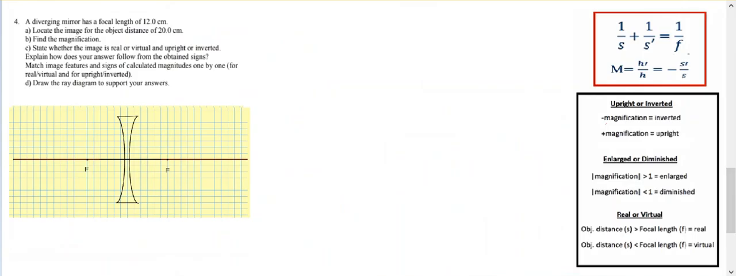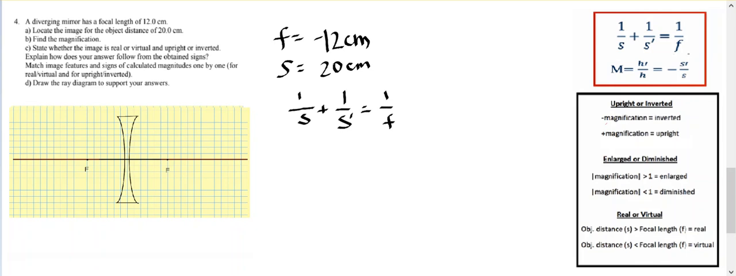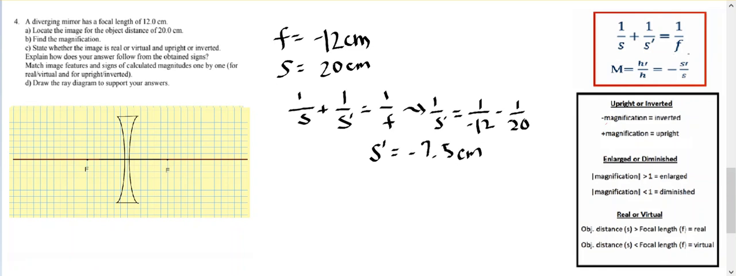So now let's try a problem. This says that a diverging mirror has a focal length of 12 centimeters. But remember, focal lengths are always negative for diverging lenses. It wants us to locate the image for an object distance of 20 centimeters. So if we were to use our first equation and plug in our values and rearrange, we would find our S prime value, which is negative 7.5 centimeters.